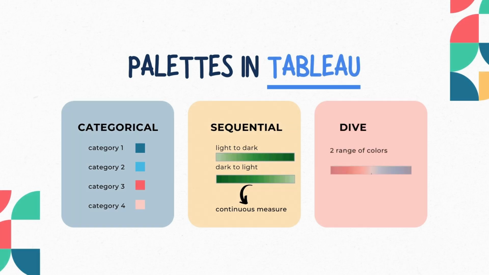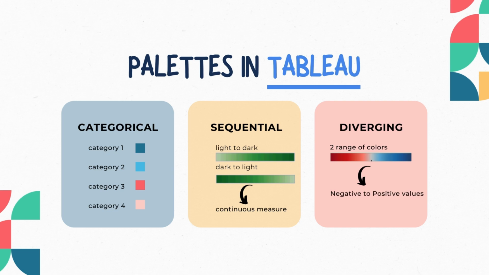The third and last color palette that Tableau offers is a diverging color palette. Now a diverging color palette shows you a range of colors, basically two ranges of color from one color to the other. This kind of palette is very effective when used for negative and positive values. It can also be used in other contexts, especially in scatter plots.